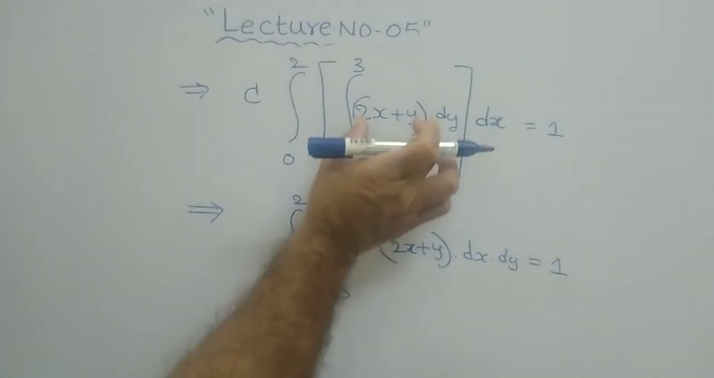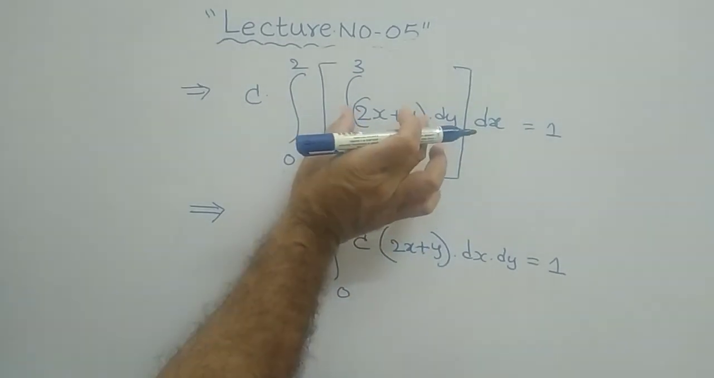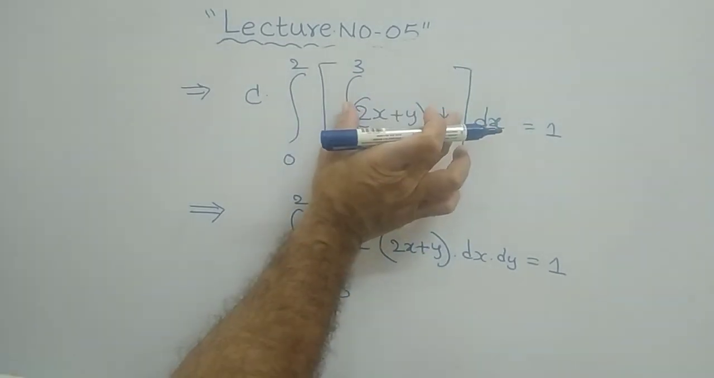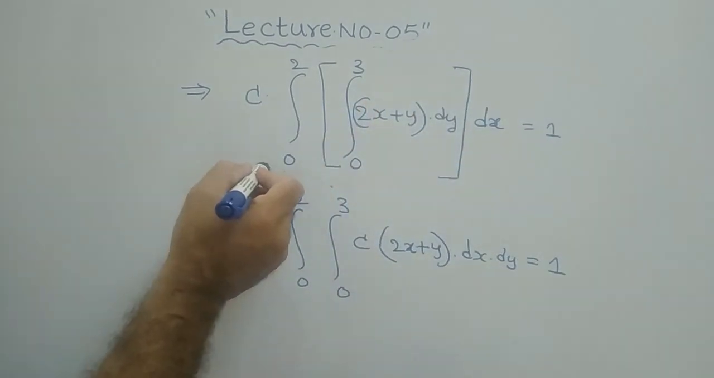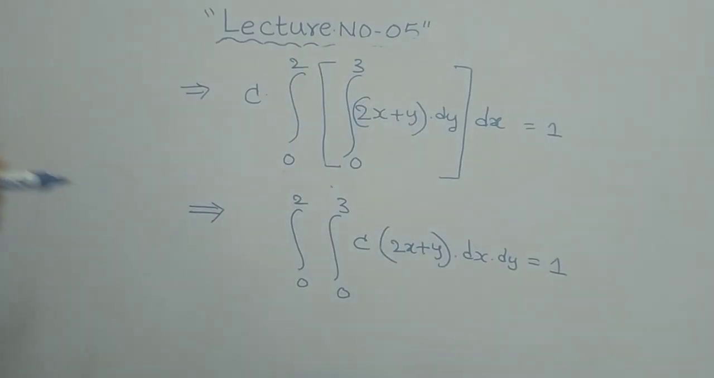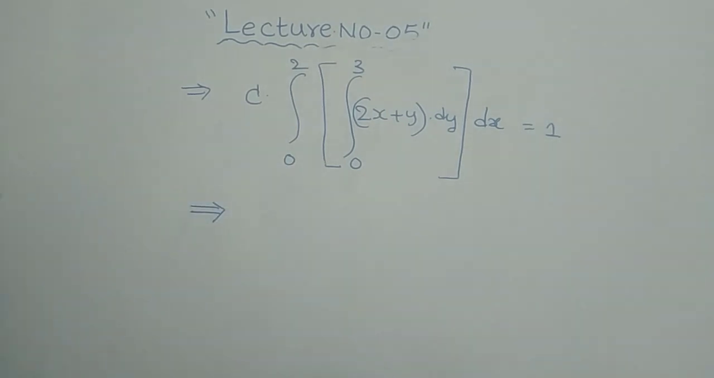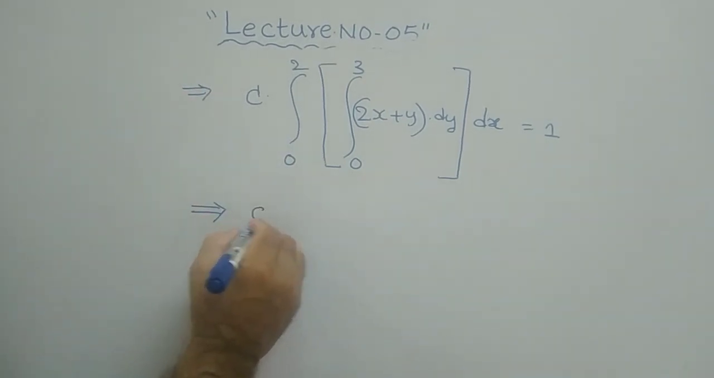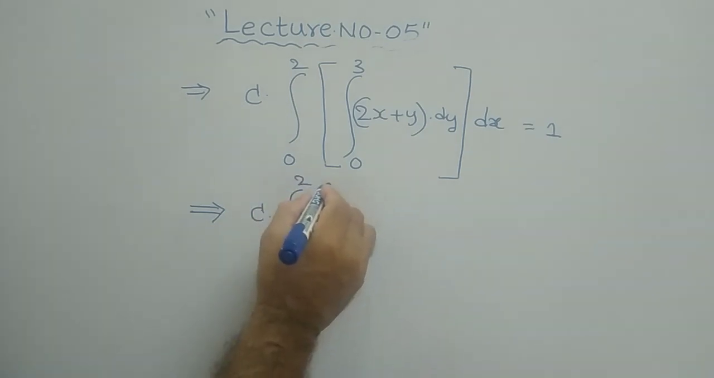So for this 2x plus y with respect to dy, because I am considering the y limitations, you must integrate this function with respect to y and write dx outside, because I have taken out these x limitations. Therefore dx you also write outside of the bracket, is equal to 1. Then what you will get? After simplification of this, c as it is you can keep here, and 0 to 2 keep here, right?